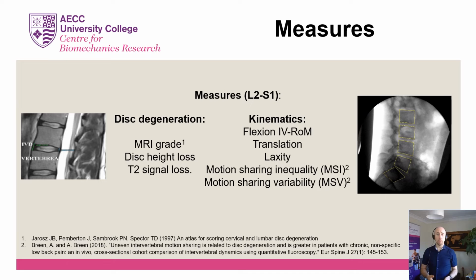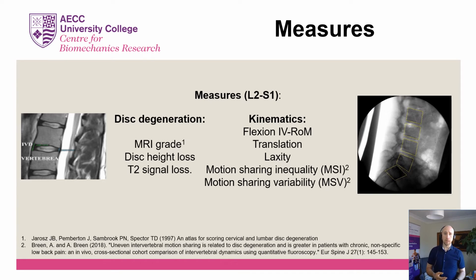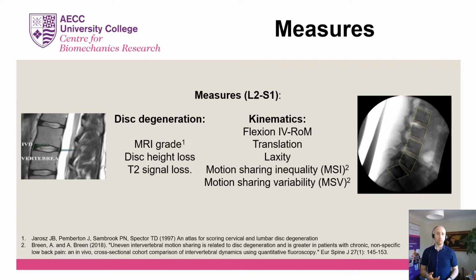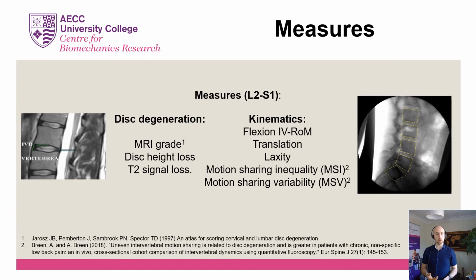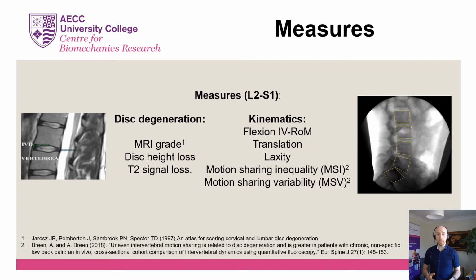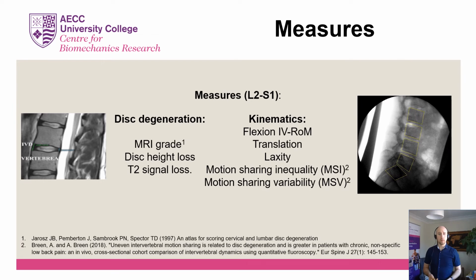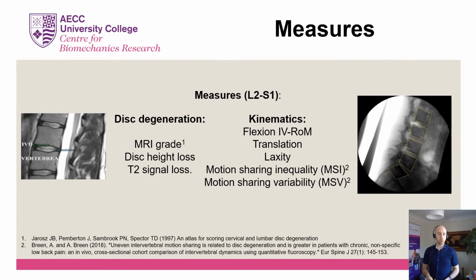We graded MRI images using a 16-point grading system from Yaros et al. We also recorded disc height loss and T2 signal loss for each level. The kinematic variables were flexion, intervertebral range of motion and translation, laxity, motion sharing inequality, and motion sharing variability.